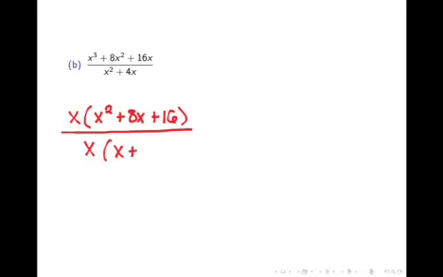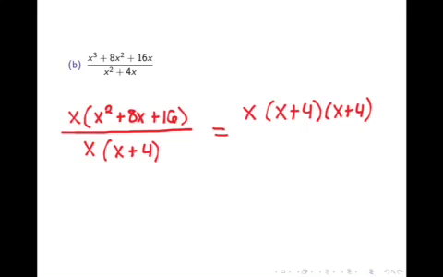Part B, notice that in the top we have an x cubed plus x squared plus 16x. So let's start by factoring out a GCF, and that'll give us x times x squared plus 8x plus 16. And then that one is going to factor more. In the bottom we can also factor out a GCF of x, and we have x times x plus 4. And then in the top we can factor again, so make sure that you keep your GCF, but then that factors into x plus 4 and x plus 4.